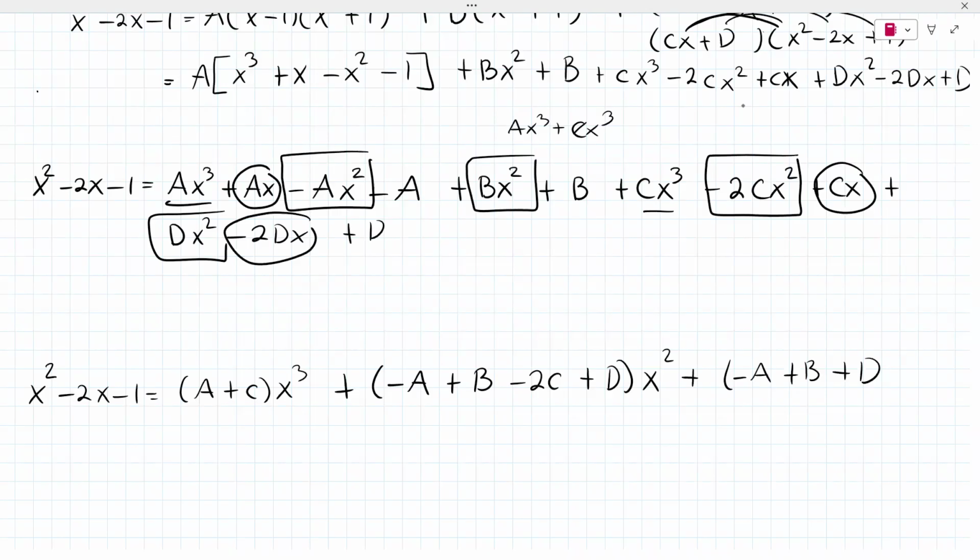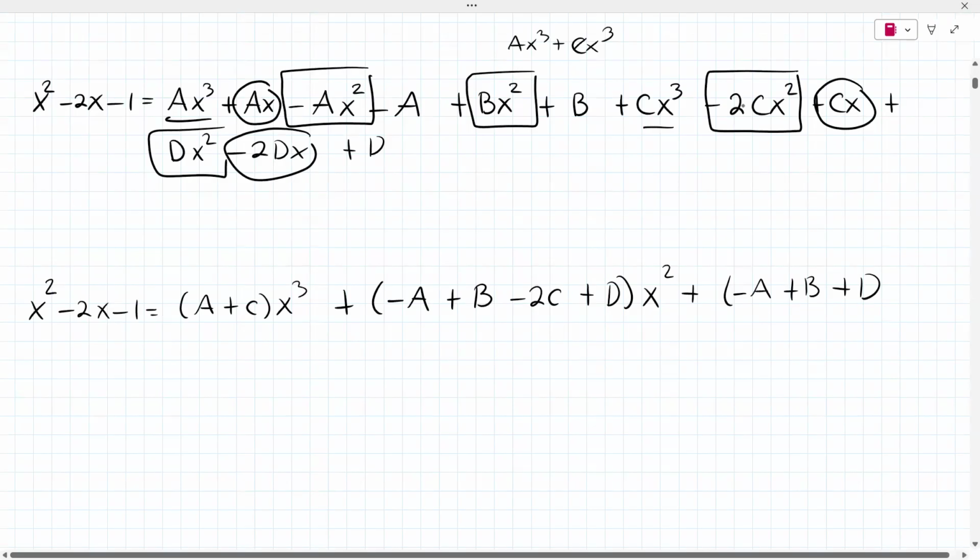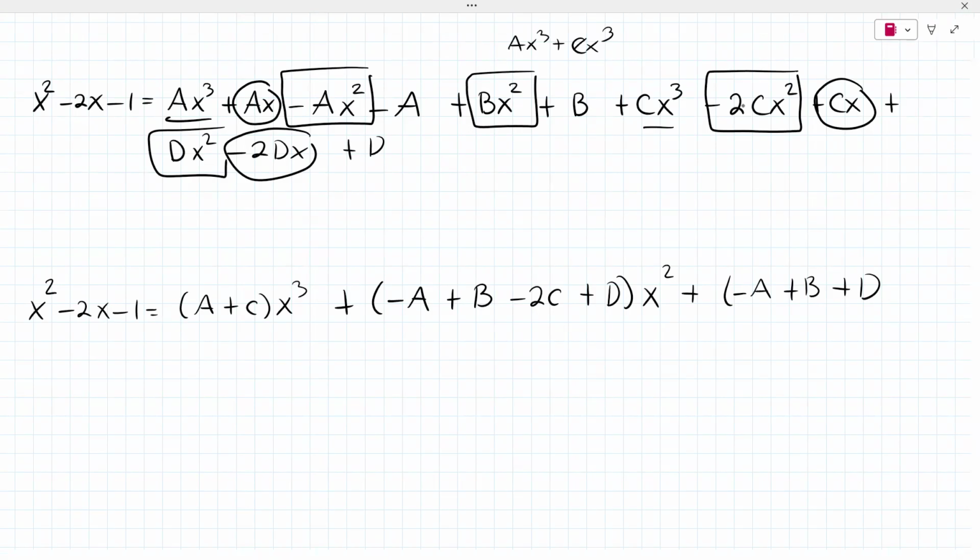Okay, then what we would do next is line them up. On the left side, there's no x cubed, so you can just say 0 equals a plus c, right? There's no x cubed. And then the x squares, you have an x squared here, so you just use the coefficient.